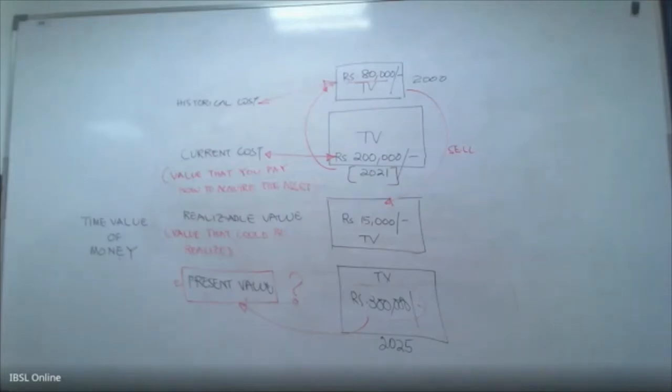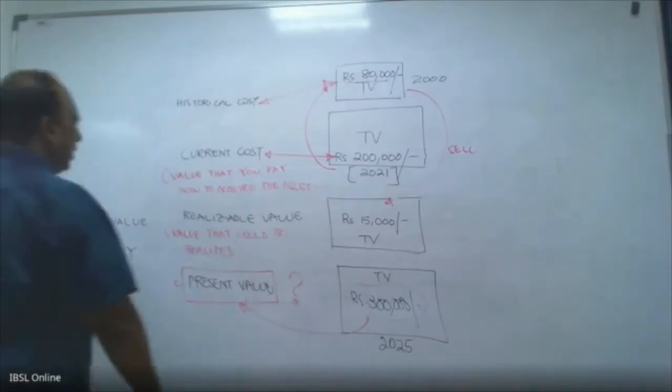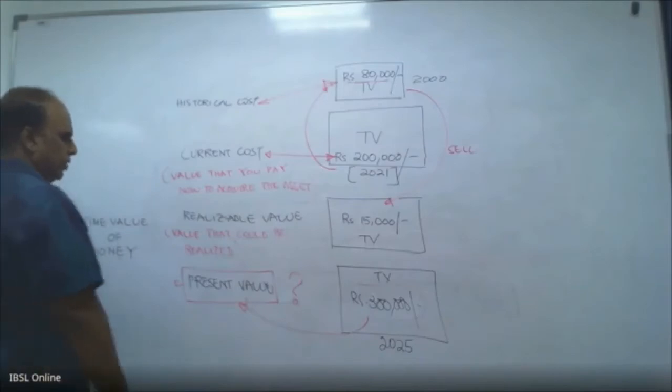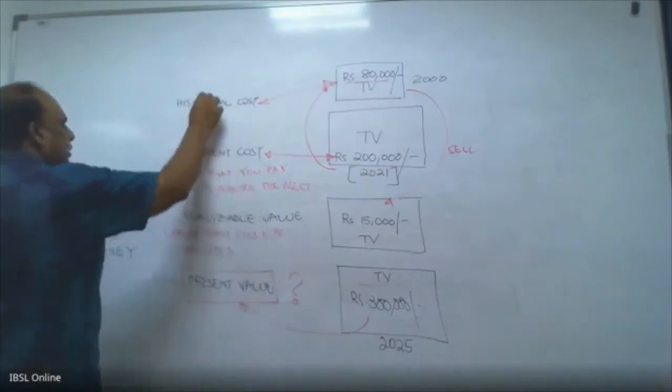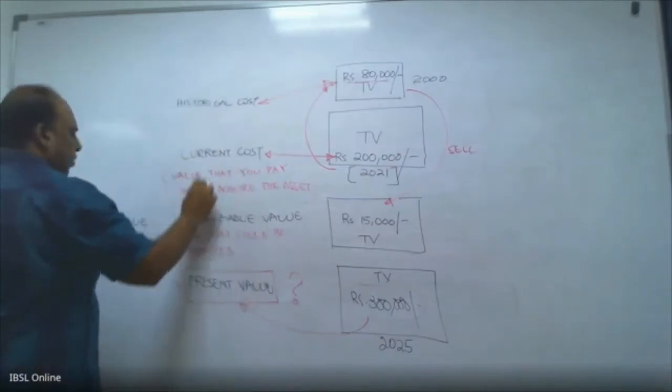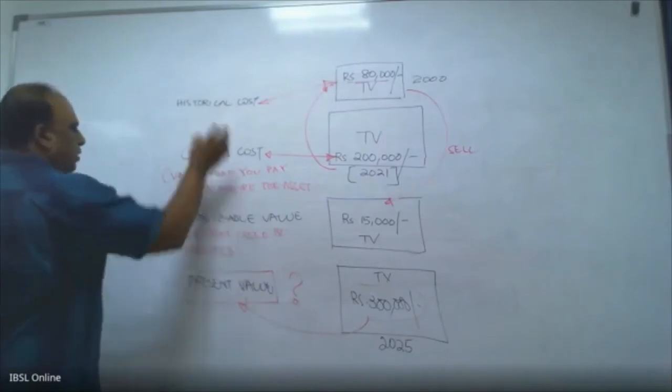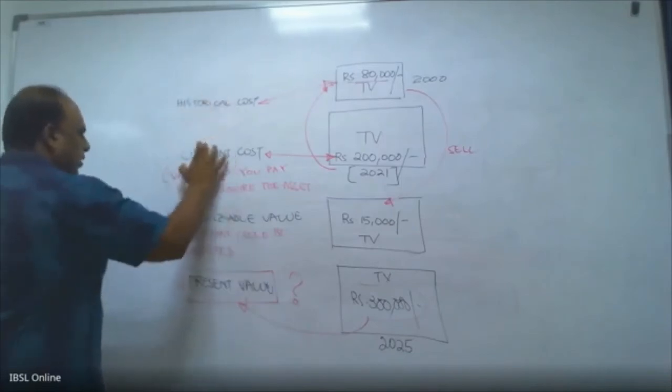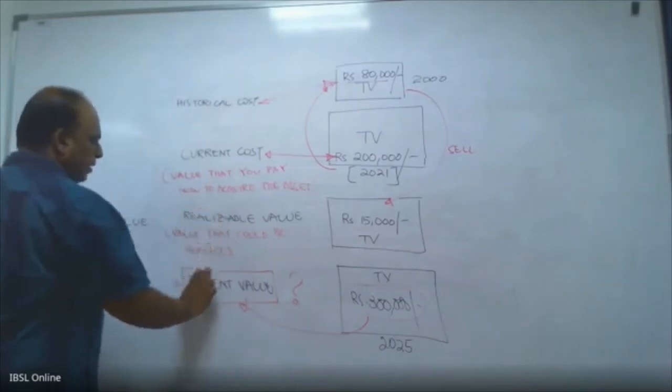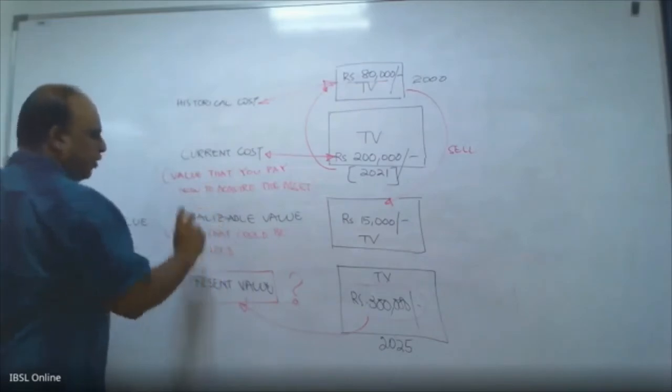Right. So we will stop there, and please do revise all what we have done last week and this week. And there is a homework for you. I want you to do some little research and find out the definitions for these four. What is historical cost? What is current cost? What is realizable value? What is present value? So you have to find out.